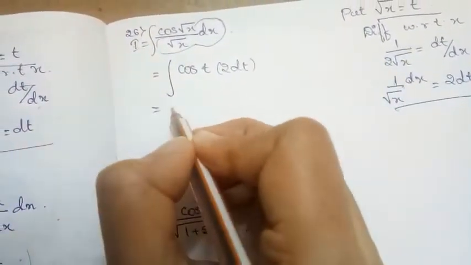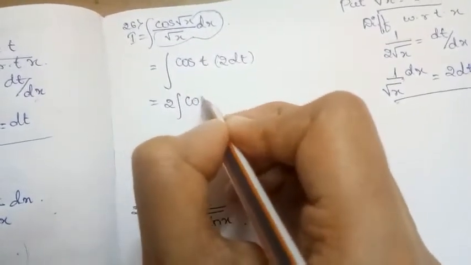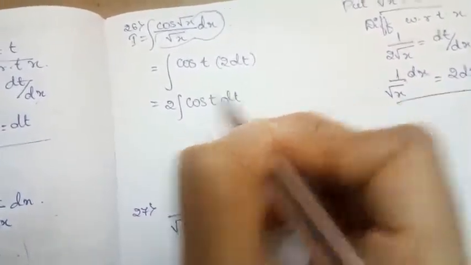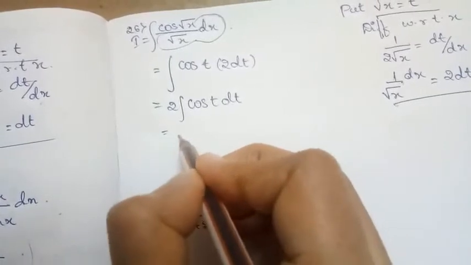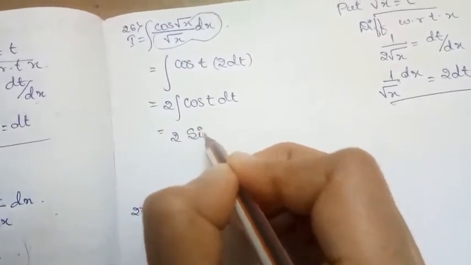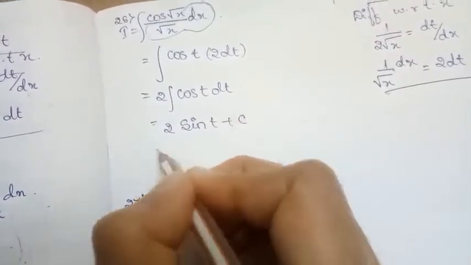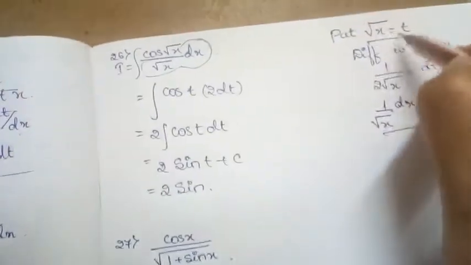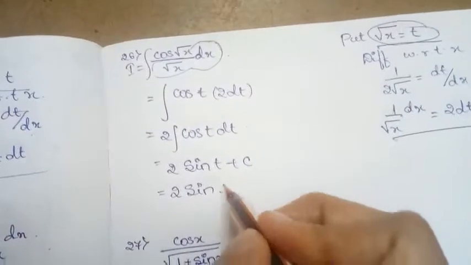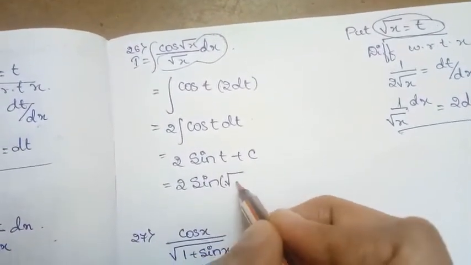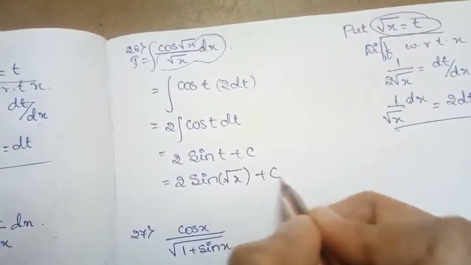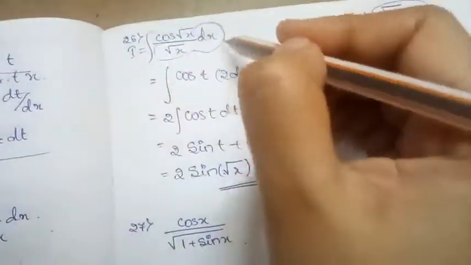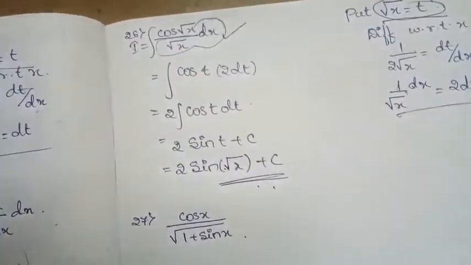By taking the constant outside, we get 2 cos t dt. And we know that the integral of cos is sin t plus c, which is equal to 2 sin t. Resubstituting back the value of t, which is root x, we get 2 sin of root x plus c. So this is the integral of the given question.